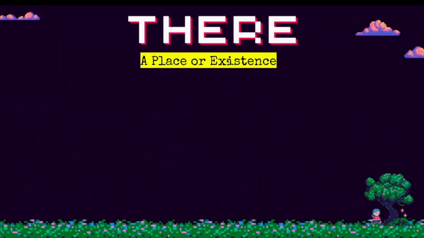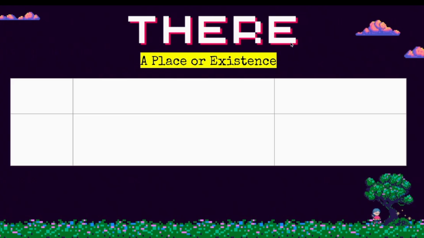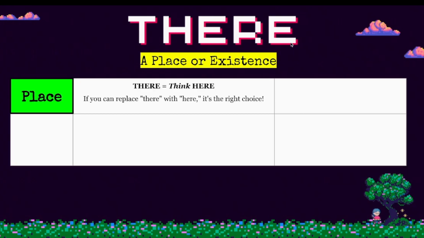We're going to look at T-H-E-R-E. And what this means is it stands for a place or an existence. So if we have a place or something existing or happening in a sentence, we're going to use this spelling of there. What do I mean by place and existence? With place, I mean if you can take the word there and replace it with here, then you have a place. It's like over there can be the same as over here.